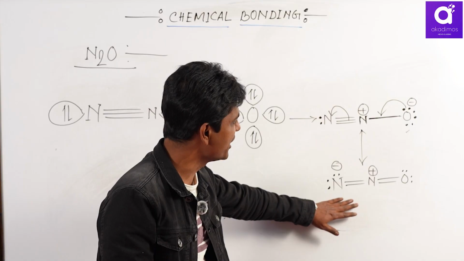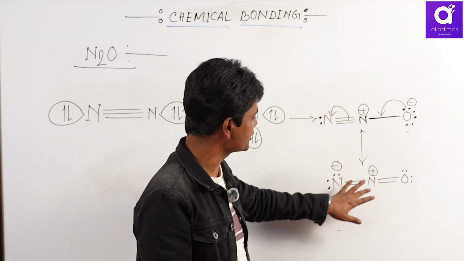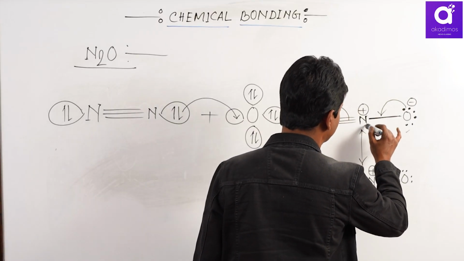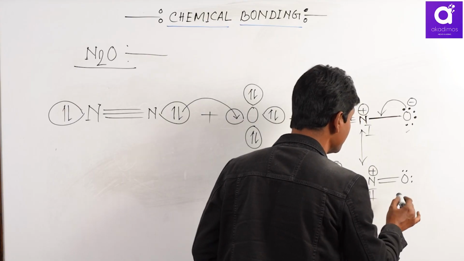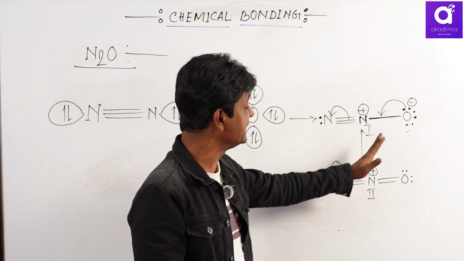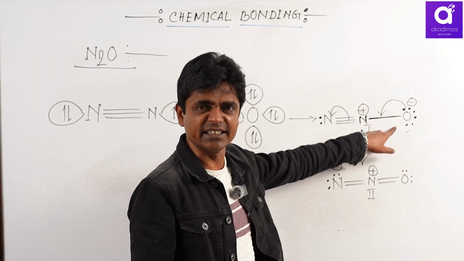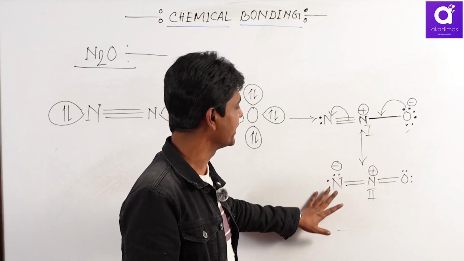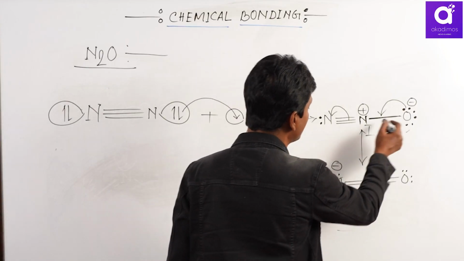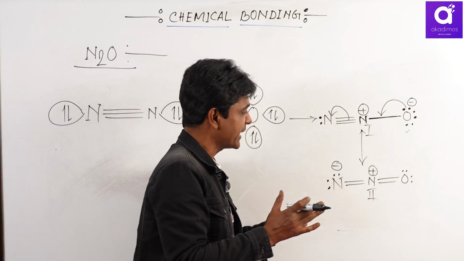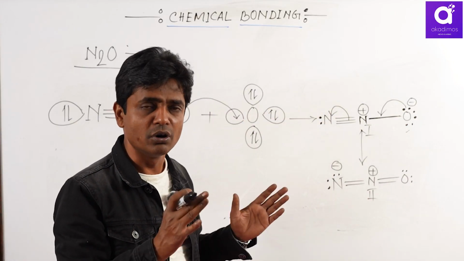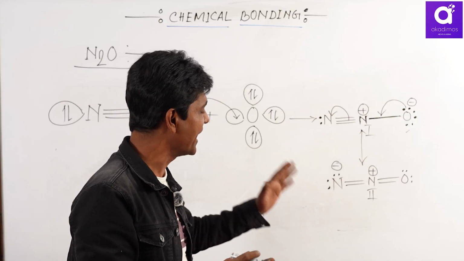Another structure of N2O. See, here the plus charge is fixed in both canonical forms, but the minus is distributed, not equally here, since the two atoms are different. More negative charge you will get on oxygen, since it is electronegative. Less negative you will get on nitrogen. You can take both structures to get a correct idea about the N2O molecule, which is laughing gas.